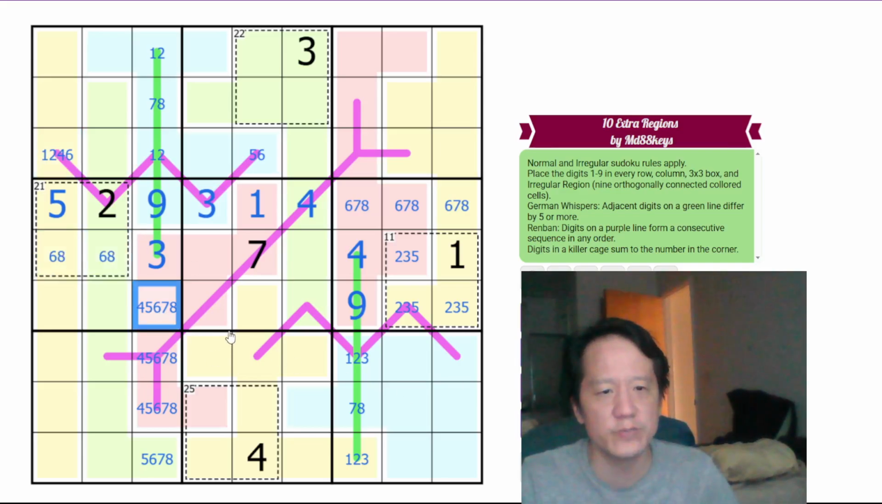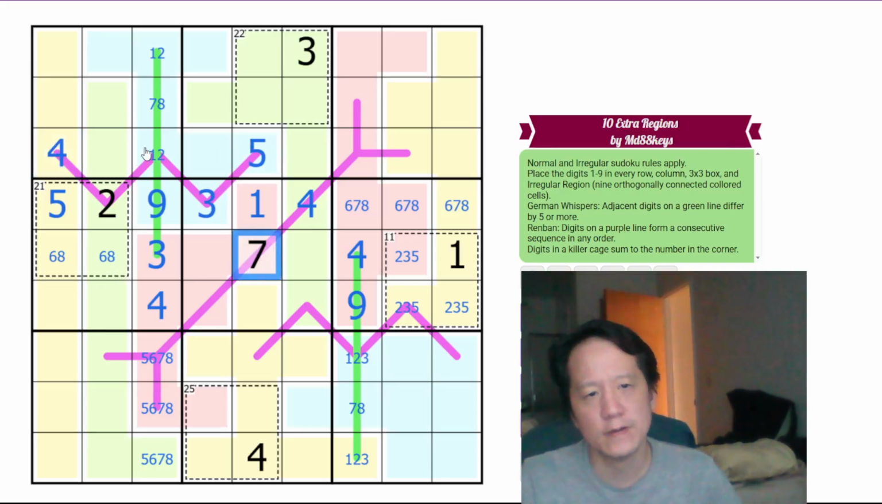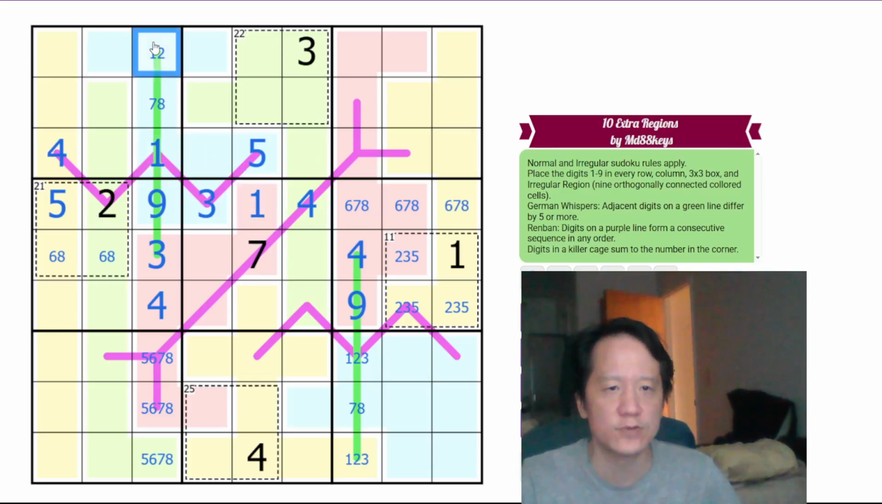6, 8. This can't be 7 because of the irregular region. Can't be 5, 6, or 8, so this is 4. These can't be 4. This is 5 or 6, but it can't. This has to be 1, 2, 3, 4, 5. So this is 5, which makes this 4. Because we have 5, 4, 3, 2, this has to be 1, because it can't be 2, 3, 2, 4, 5. That doesn't work. This is 2.